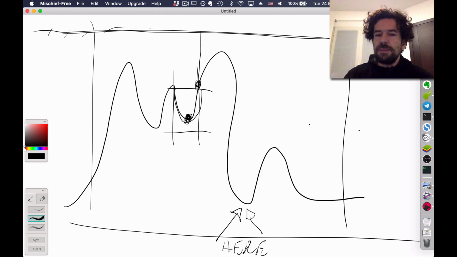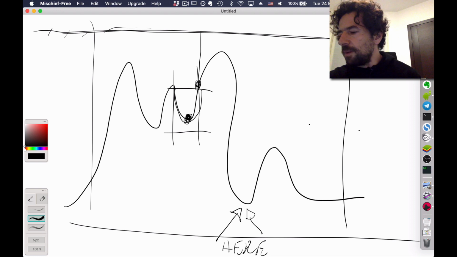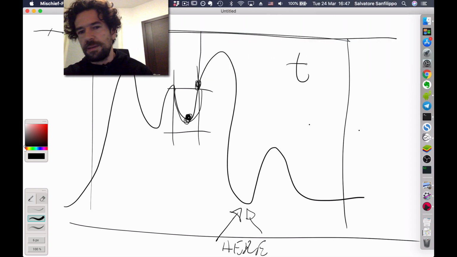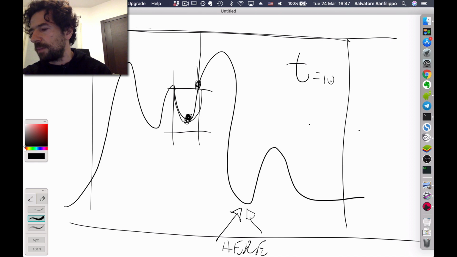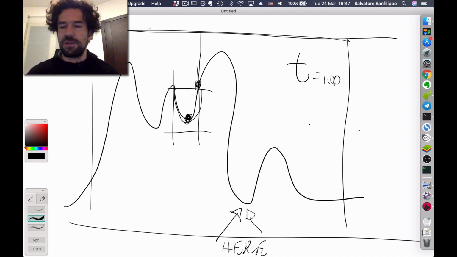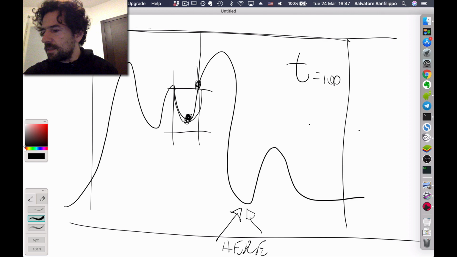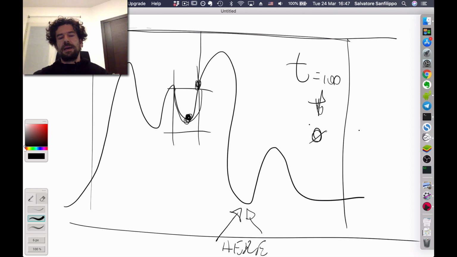So in the simulated annealing algorithm, there is a very important parameter, which is T, and this is the temperature of the system. You start with a given temperature, for example 100 or whatever, and then this temperature will go down towards 0. And as this happens, different things happen.